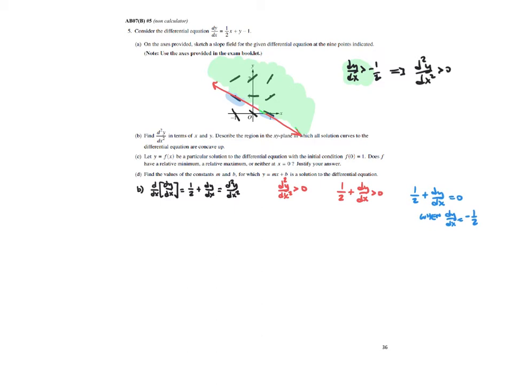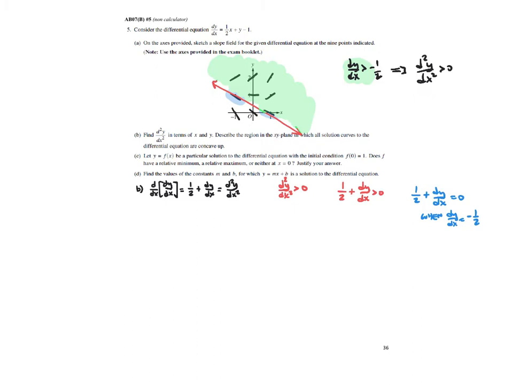Okay, so let's determine the equation for that red line. So what I'm going to do is I'm going to set dy dx equal to negative half. That'll equal half x plus y minus 1. If I add 1 and subtract a half x, I get y equals negative half x plus a half.